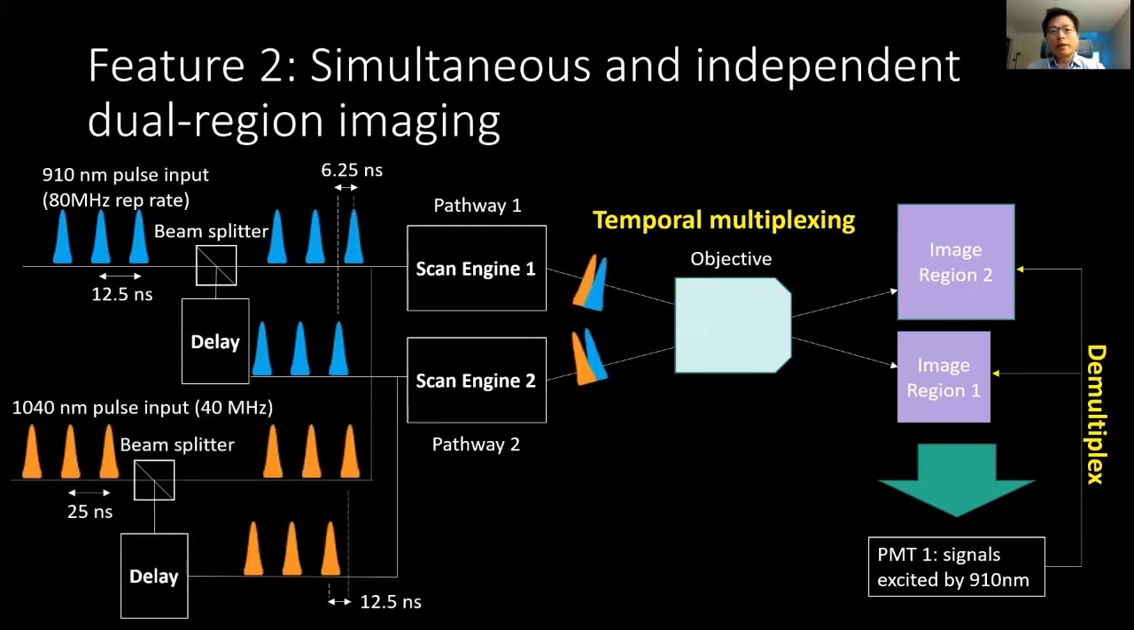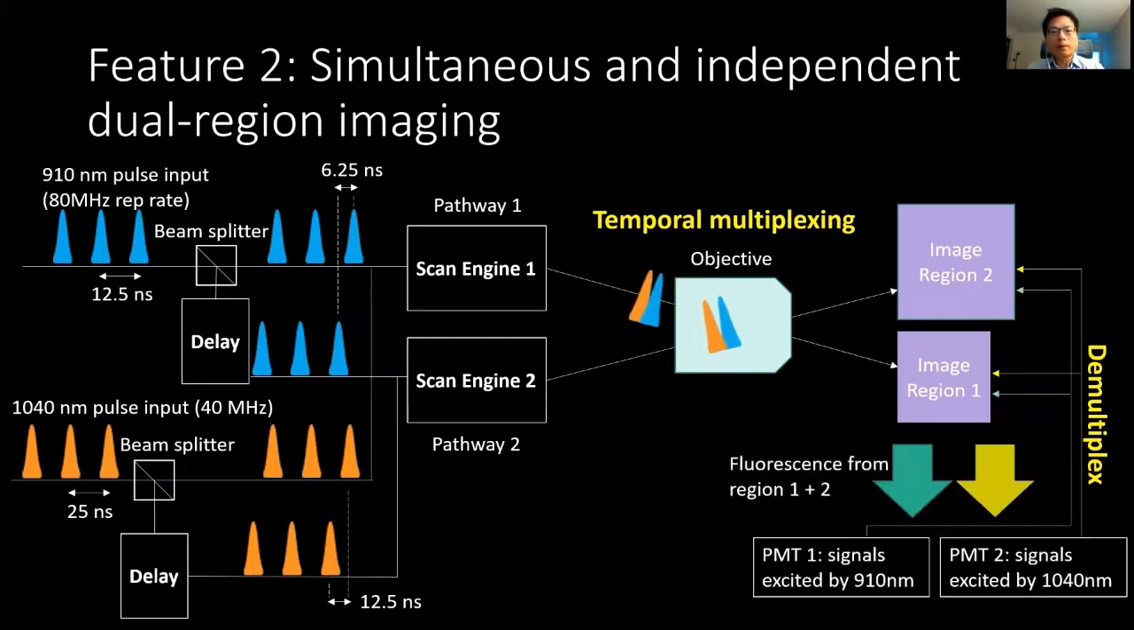We can introduce a second light source, 1040 nanometer, into the system and also temporally multiplex it in the same way as 910 nanometer does. The emission photons excited by 910 nanometer and 1040 nanometer are spectrally separated. So we can use the dichroic mirror to separate them and set up a second photomultiplier tube to specifically receive photons excited by 1040 nanometer. The two photomultiplier tubes' outputs are demultiplexed based on their own laser modulation time.